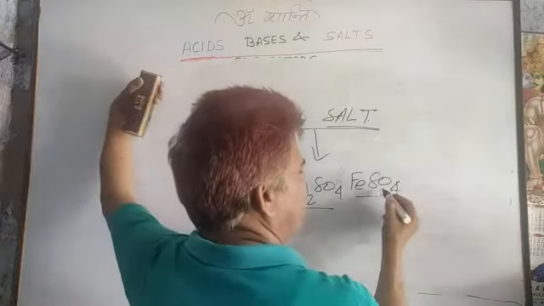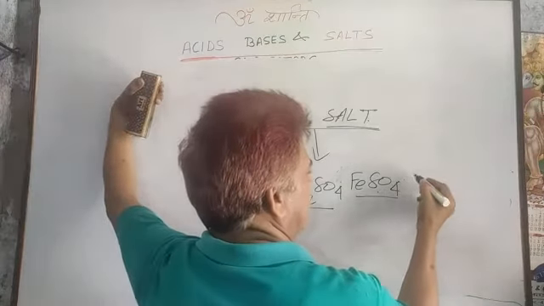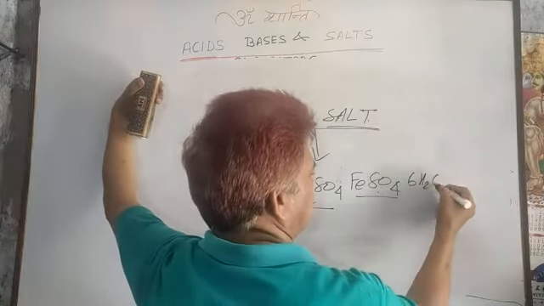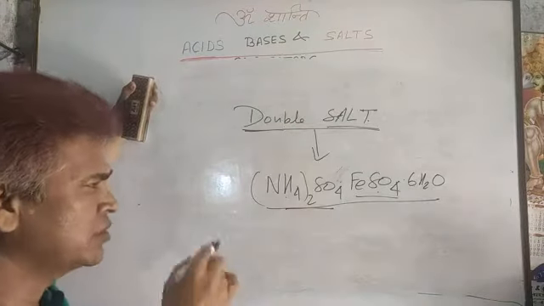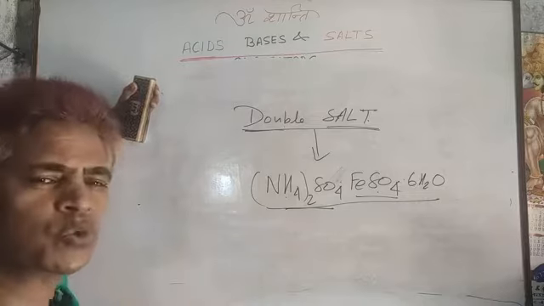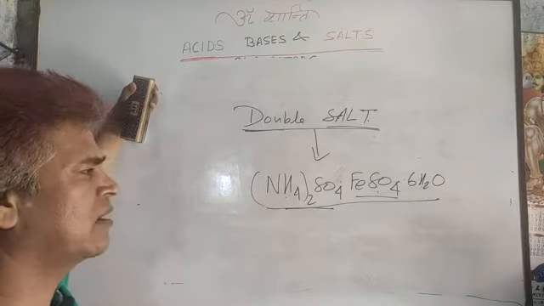So ammonium sulfate and ferrous sulfate, and here 6 water molecules are associated. This formula comes under double salt, because this salt contains two salts, ammonium sulfate and ferrous sulfate.